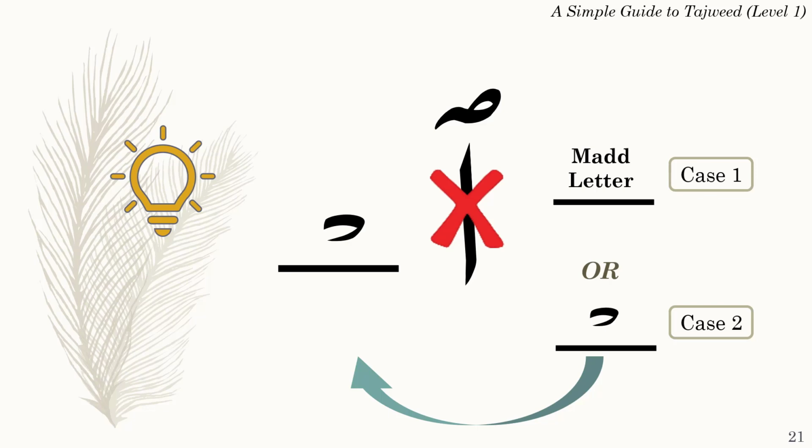In the first case, when it is a mad letter, we will skip it too, and connect the letter before it to the letter after Hamzatul-Wasl. That is what we explained in lesson 9b. But in the second case, if it is not a mad letter, let's have a look.